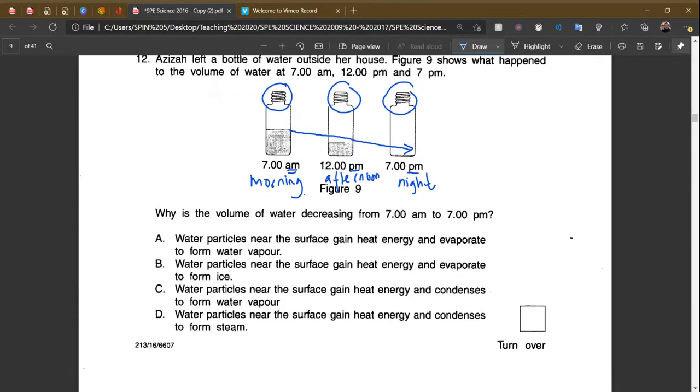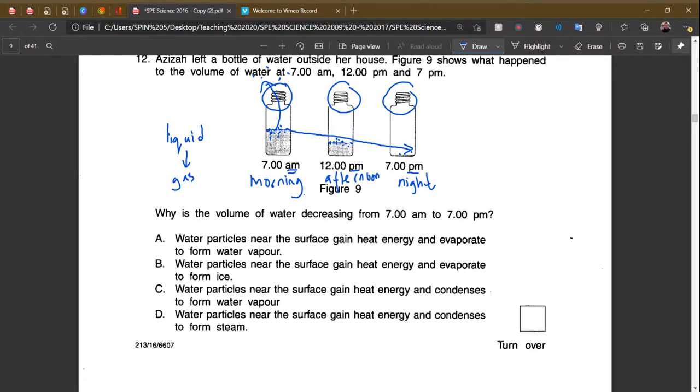And since it's outside, the water particles on the surface will start to get heated because there is no other source of heat, and only the surface will have enough energy to go away. The particles will change from liquid to gas, and once it changes to gas, it will start to go away.